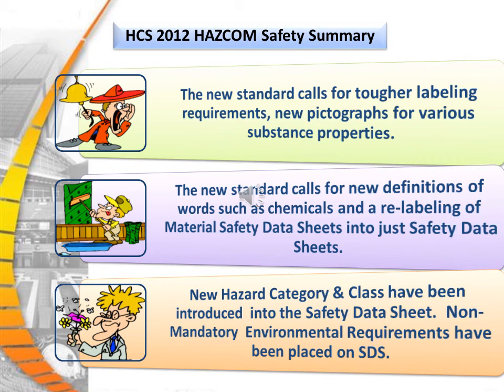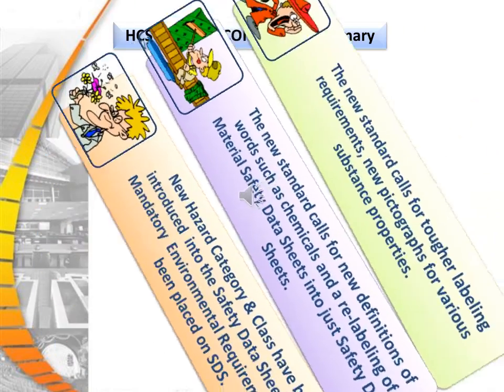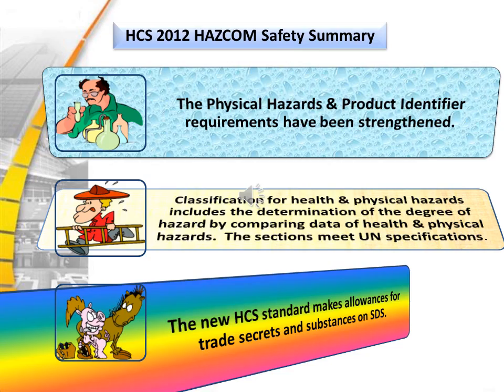HazCom Safety Summary. The new standard calls for tougher labeling requirements, new pictographs for various substance properties, as well as new definitions for words such as chemicals, and relabeling of safety data sheets. The new hazard category and class have been introduced into the safety data sheets. Non-mandatory environmental requirements are now on the new SDSs.